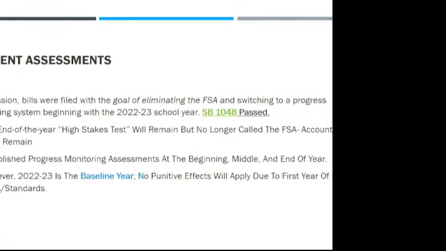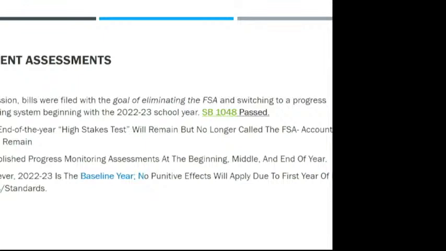For this year, as you heard on the news, and as late as this morning, there's still more news on it, there were many bills that were filed in order to reach the goal that the governor has put out publicly of reducing or eliminating the FSA and reducing testing. The one that passed is Senate Bill 1048, and it made some changes, but it didn't accomplish that goal yet.